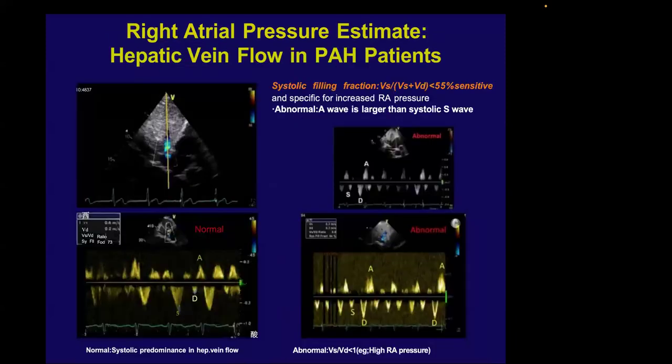Right atrial pressure estimate, hepatic vein flow. The systolic filling fraction is abnormal when the A wave is larger than the systolic wave. This is abnormal and this is normal.